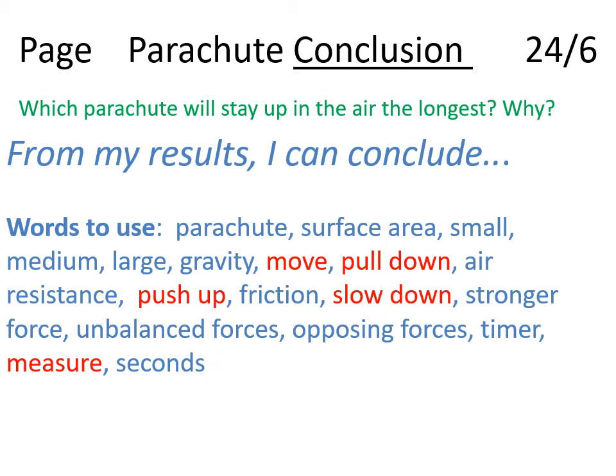So these are the words we used when we wrote our parachute conclusion. From my results, I can conclude parachute surface area, small, medium, large, gravity, move, pull down, air resistance, push up, friction, slow down, stronger force, unbalanced forces, opposing forces, timer, measure, seconds. Look at your notebook for more information.